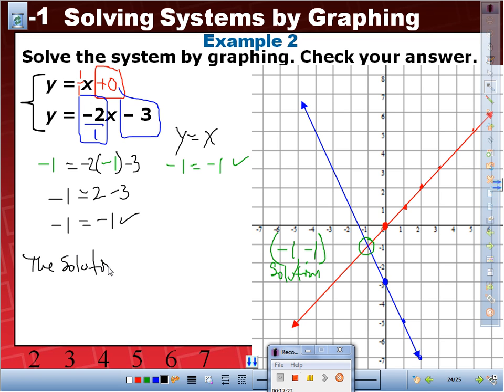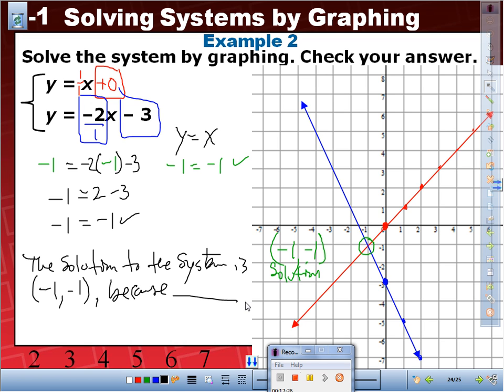The solution to the system is -1, -1, because, and then you fill in your blank. Okay? Tell your neighbor what you wrote for the last part of your statement, please.